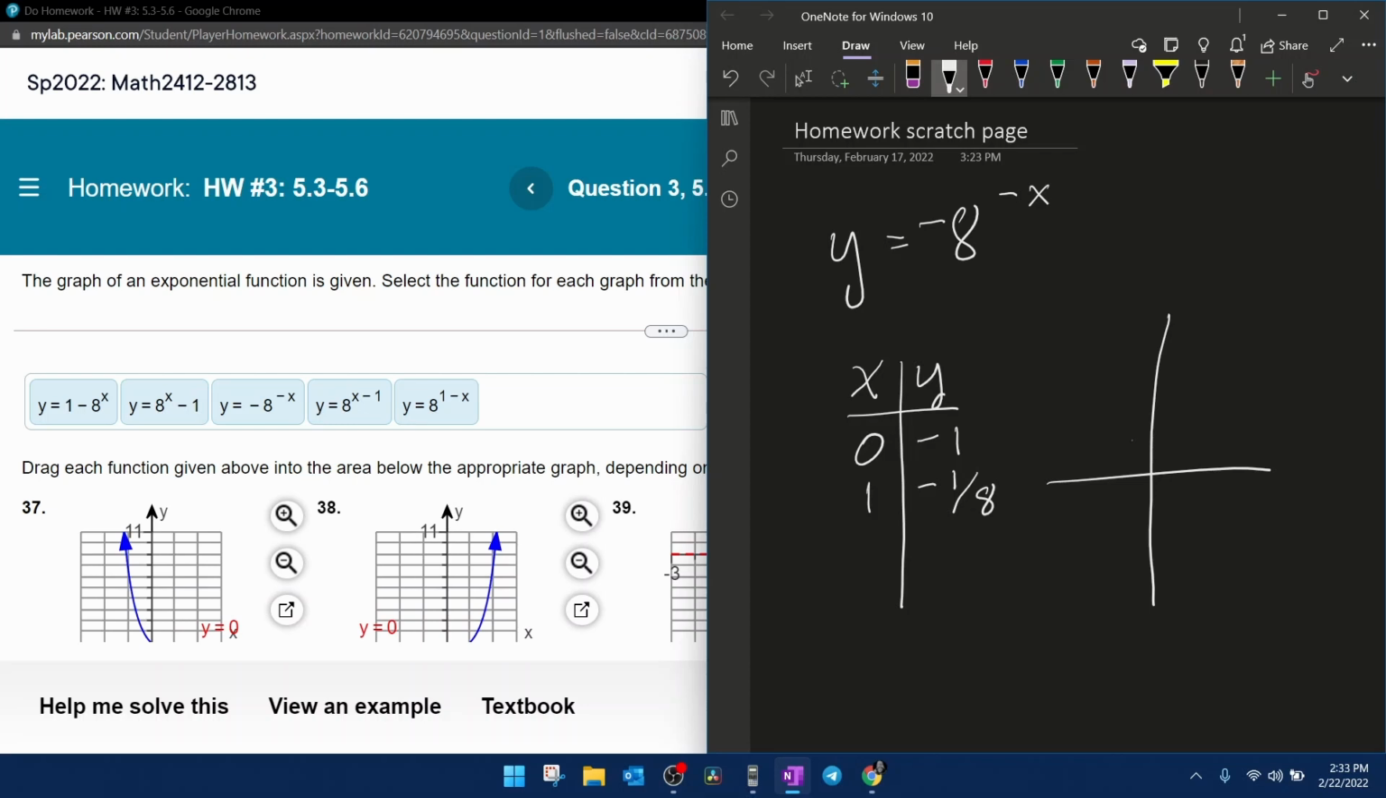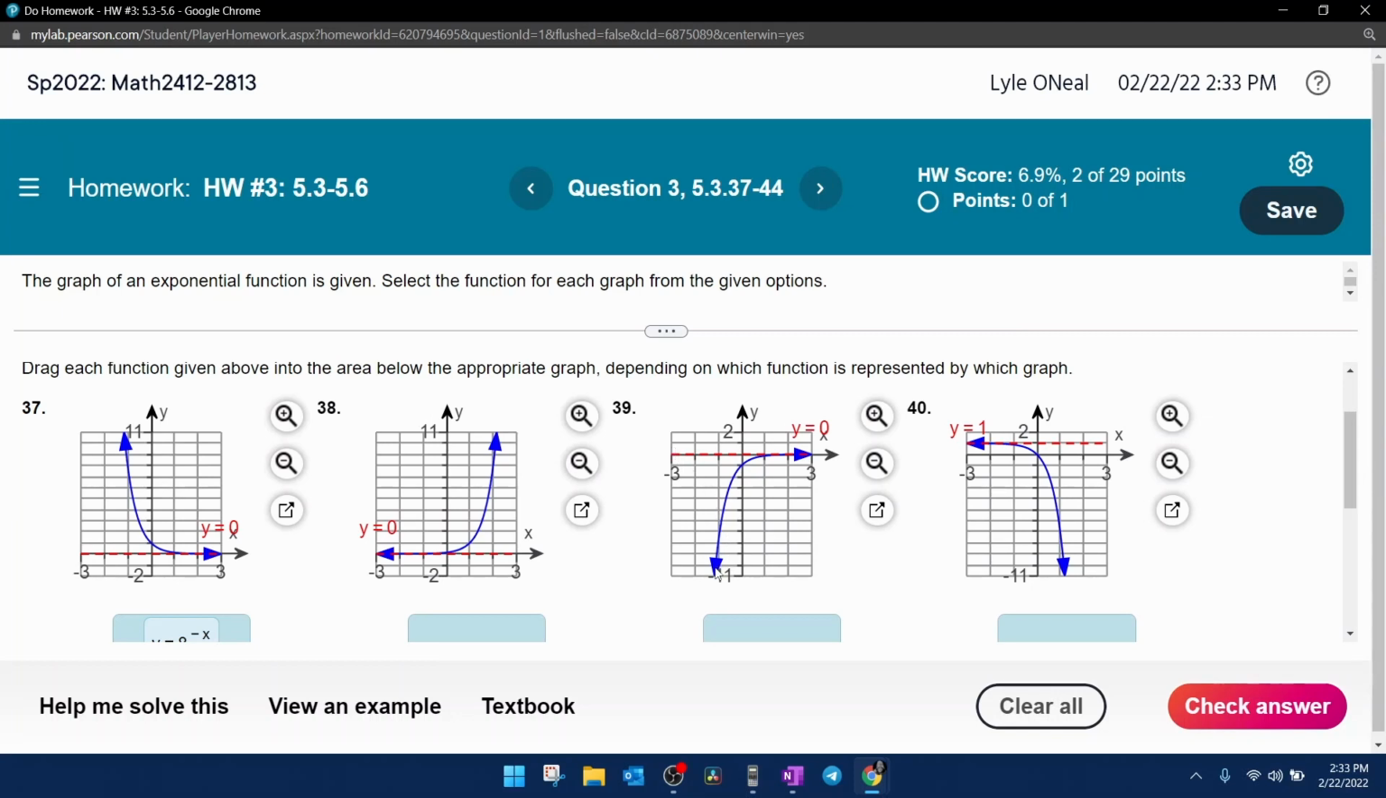So sketching a quick graph of that, we can see a y-intercept of negative 1. And when x is 1, we're at negative 1/8, which is barely below the x-axis. And so that curve is going to do something like that. So again, we're looking for a curve that curves up from the left, going through the y-axis at negative 1. And looking at number 39, we do have a graph coming up from the left, going through the y-axis at negative 1. So I am pretty sure that 39 is going to be our option for that graph.